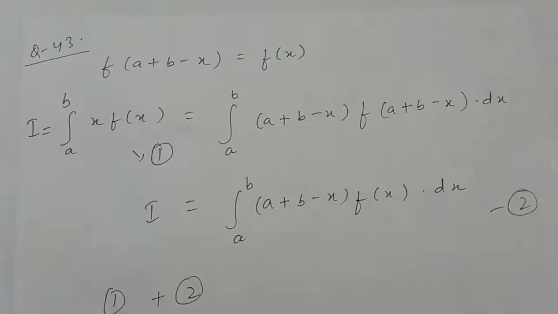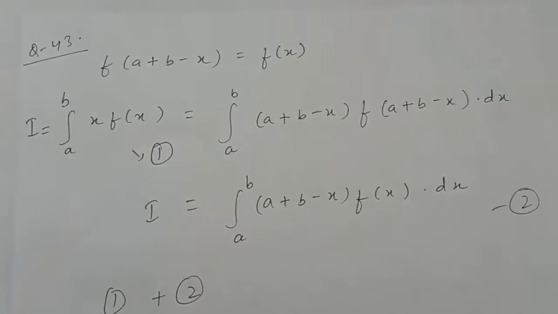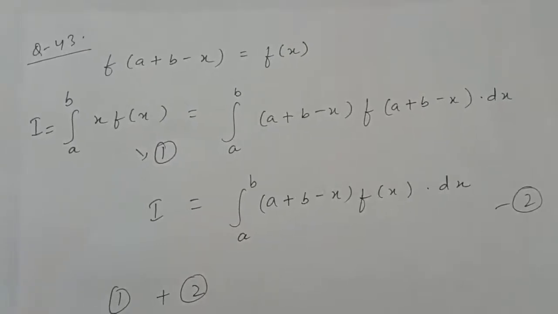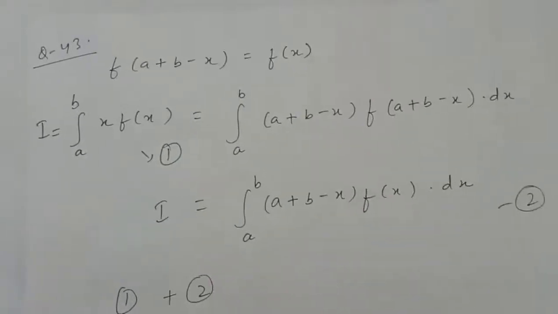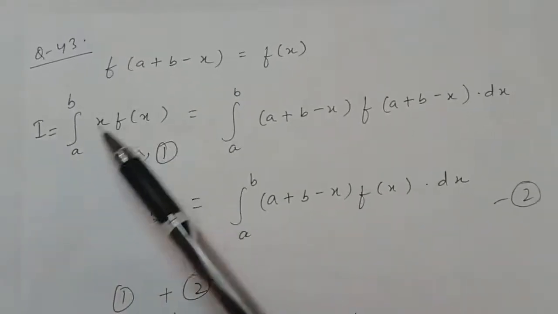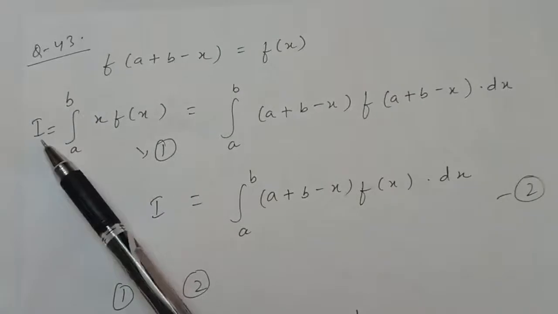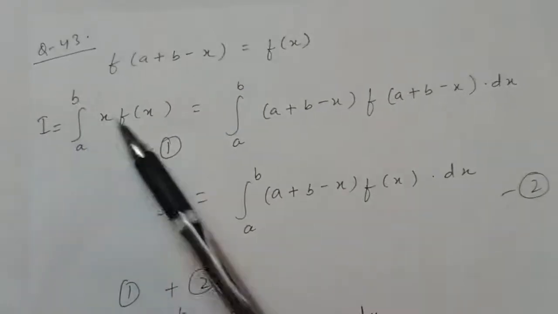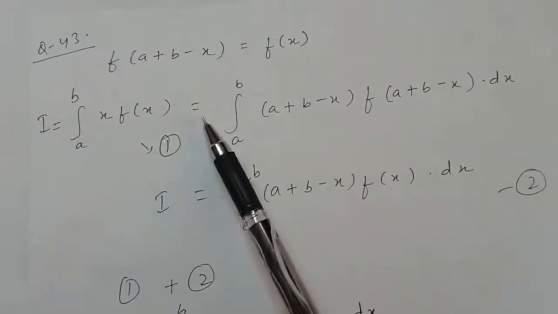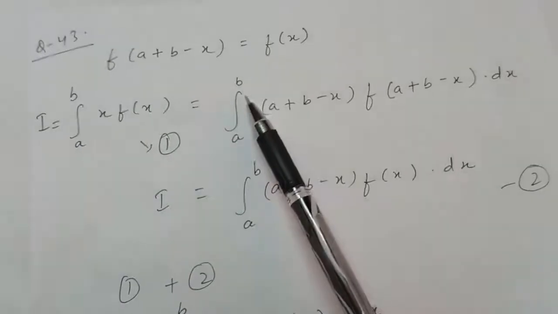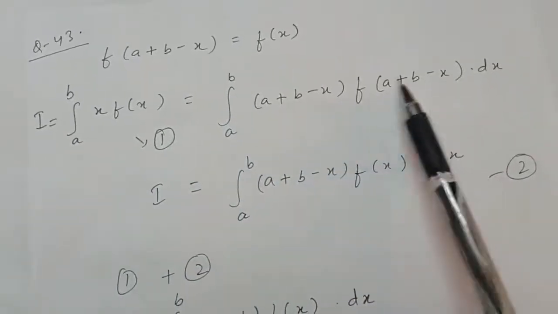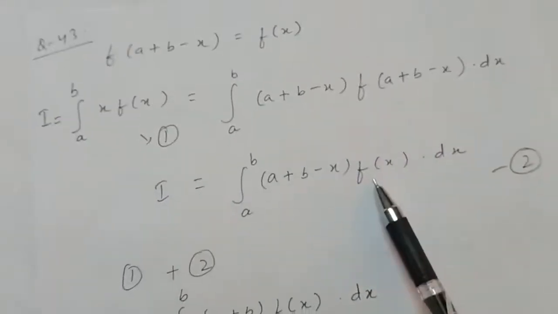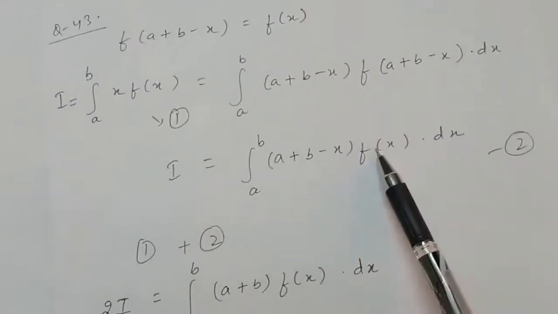Question number 43 is f of a plus b minus x is given as equal to f of x. You have to find the integral of x into f x from the limits a to b. So let this be I and this complete be 1. Now see, this I can also be written as integral of a plus b minus x into f of a plus b minus x, and this is given as equal to f x, right? Let this be 2.